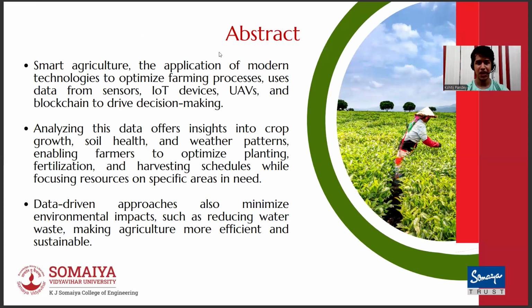So, the abstract. Smart agriculture uses various modern technologies and devices to fetch data. It uses sensors, IoT devices, and UAVs for further driving the decision making. Analyzing this data can help farmers get meaningful insight on crop growth, soil health, and weather patterns, enabling farmers to optimize planting and set a harvesting schedule.